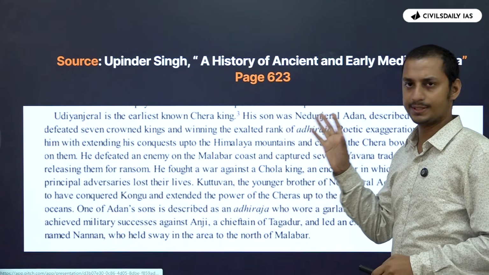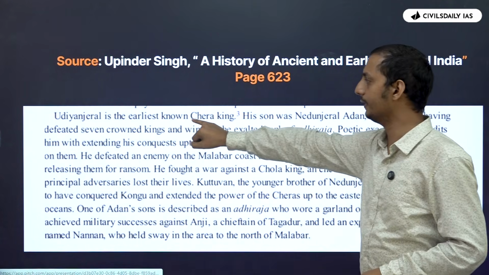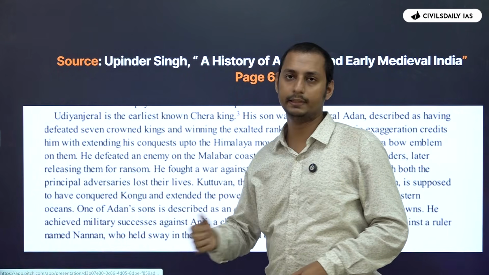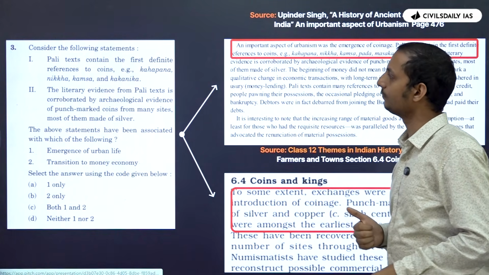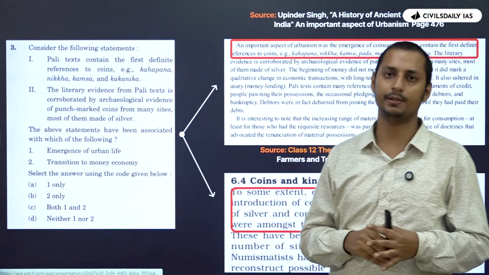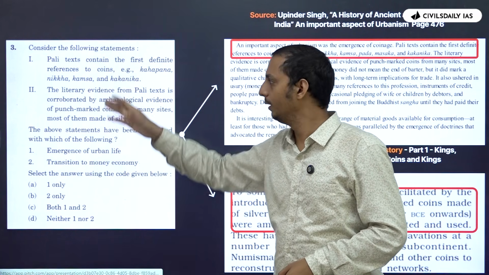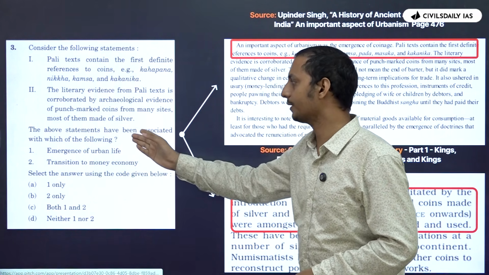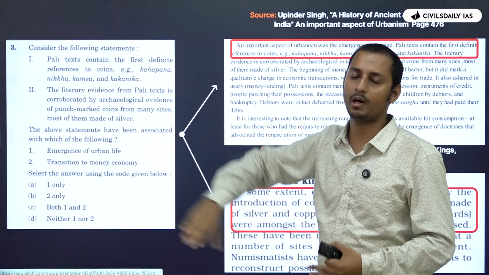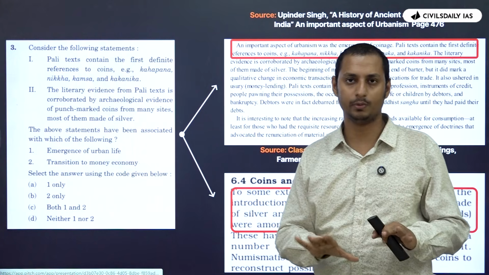So it's a direct hit from the class 12 Themes Part 1. In Upinder Singh as well, the same has been provided on page number 123. Udayan Cheral is the earliest known Chera king. So it has also been provided in the Upinder Singh as well. Okay. Now, in case of Pali, I wouldn't say it's an exact hit or something, because the question is not about whether these two statements are factually correct or not. Okay, because this is what the question is asking, right? The above statements have been associated with which of the following. So these two statements are always factually correct here, and you don't have to check the factual relevance of the same. Whether these correspond to these two statements is what you have to refer.